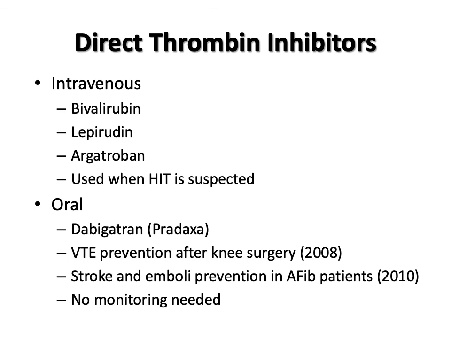Direct thrombin inhibitors can be administered either intravenously or orally. Members of the intravenous group include bivalirudin, lepirudin, or hirudin, and argatroban. They are often used when heparin-induced thrombocytopenia is suspected. Monitoring assays will be discussed on the following slide.